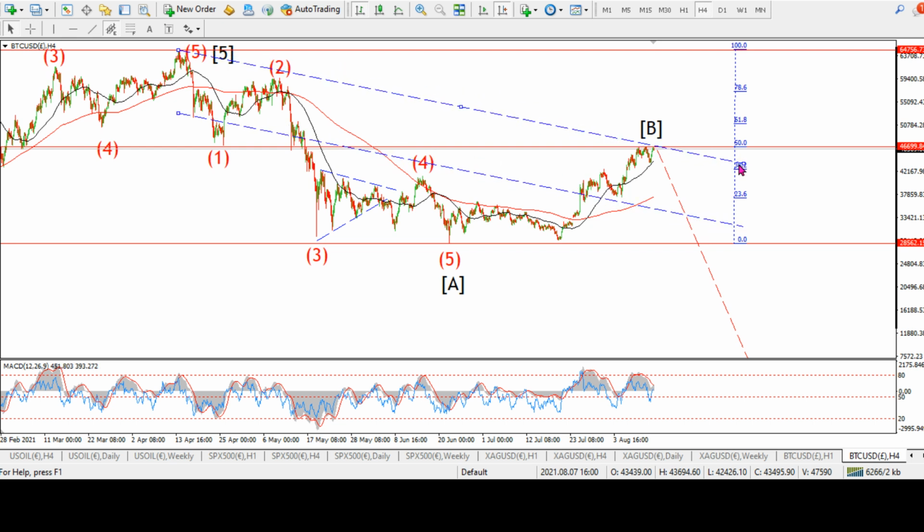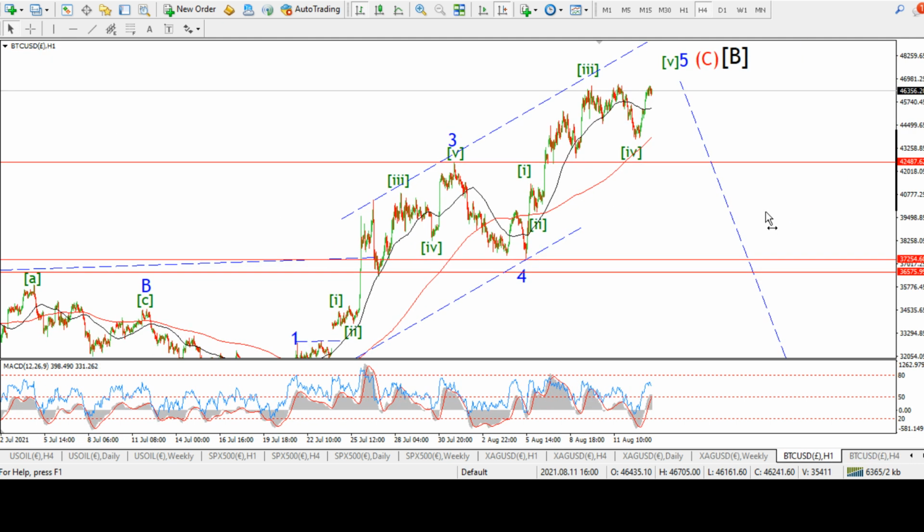Mr. Fibonacci, while it's never absolutely certain, those Fibonacci targets do tend towards being worth looking at and keeping an eye on. If this is wave C up of wave B, then that should break out in 5 waves. And so let's get into the hourly count, and I'll show you what I think on that one.